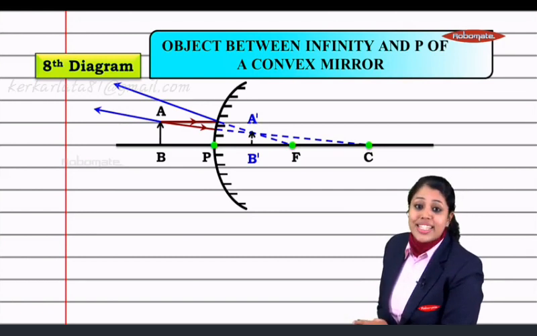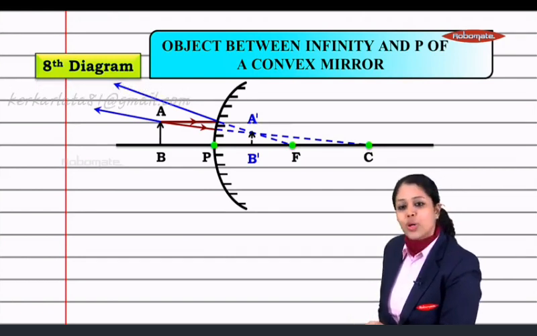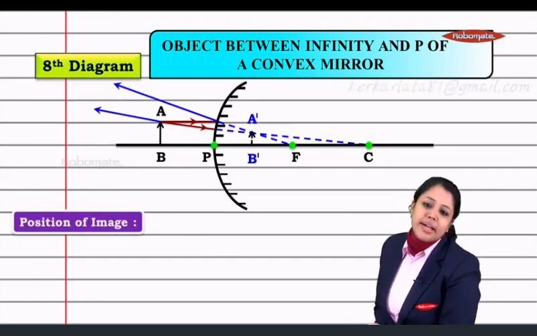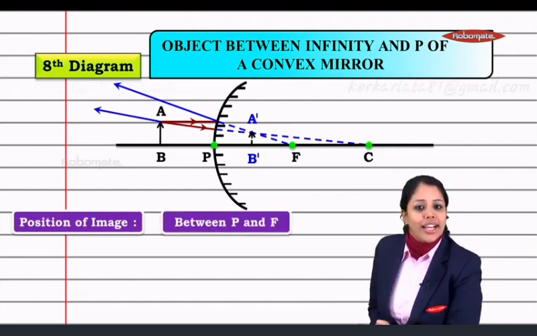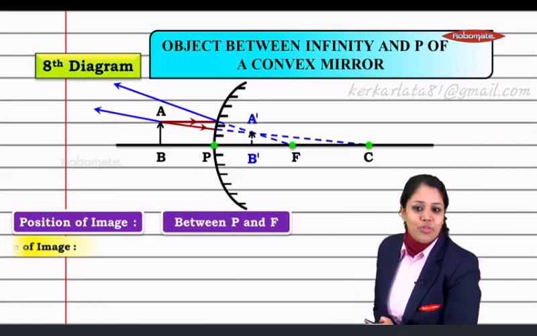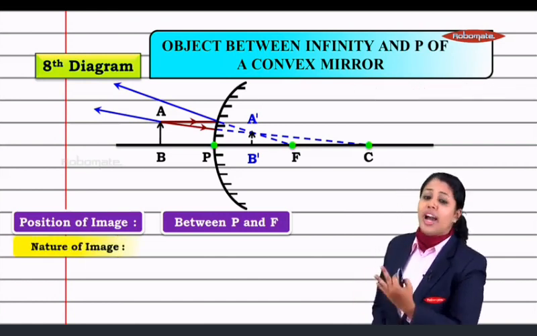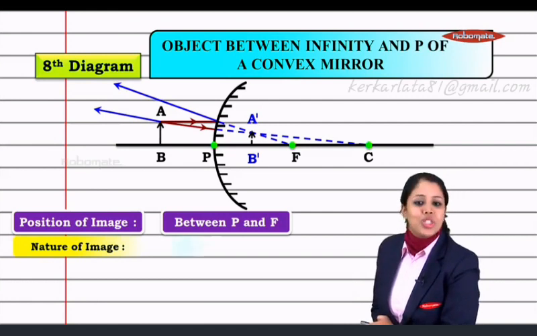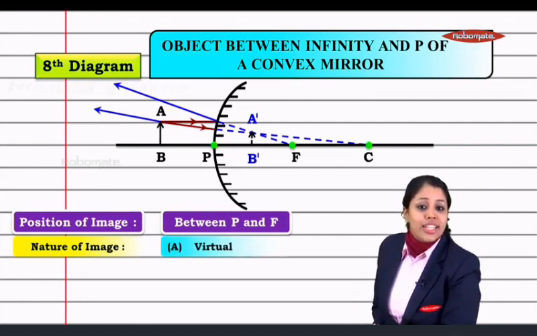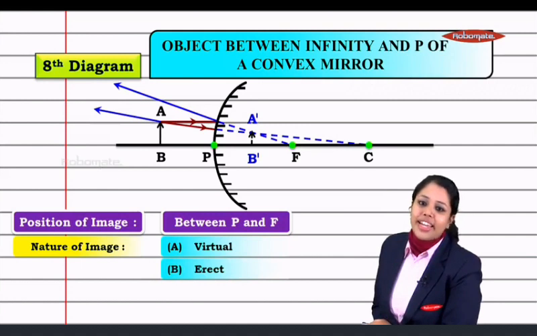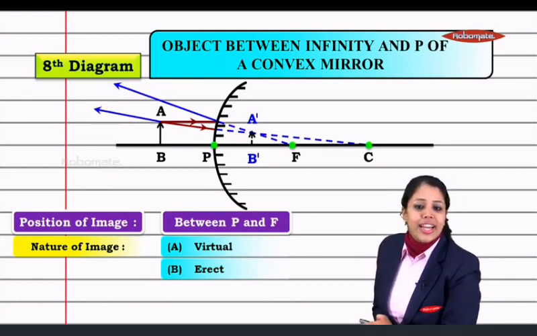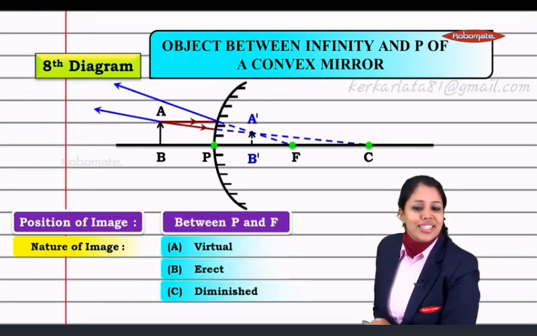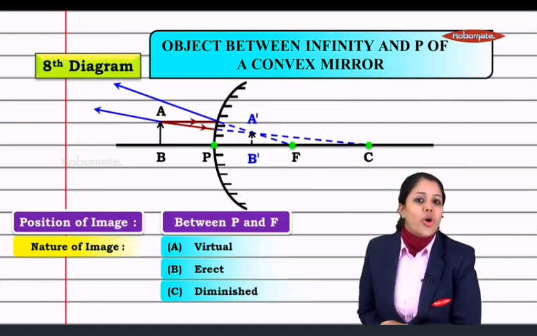And the image that you can see is an erect image, A dash B dash. Let's write the position of the image now. The position of the image will be between pole and focus. The next thing is nature of image. In nature, students, because it is behind the mirror, obviously it is a virtual image. Virtual images are always erect. And finally, the size: if you see, students, here the object is bigger in size and the image is smaller in size. So you will say it is a diminished image. So these are the ray diagrams for convex mirror.